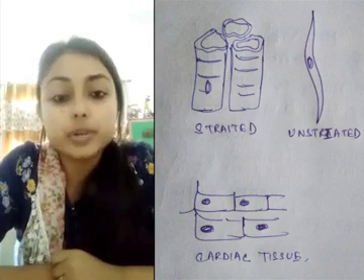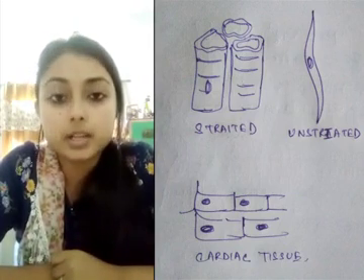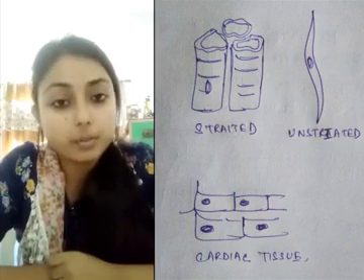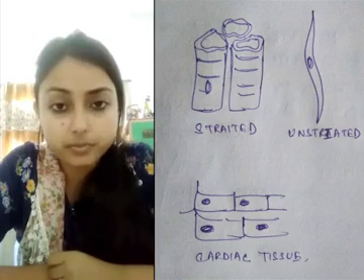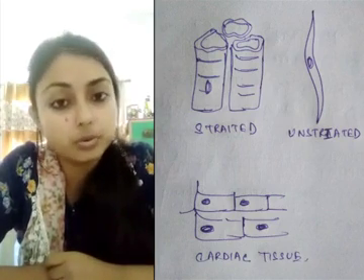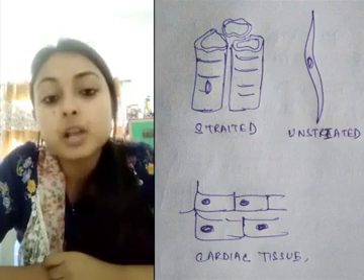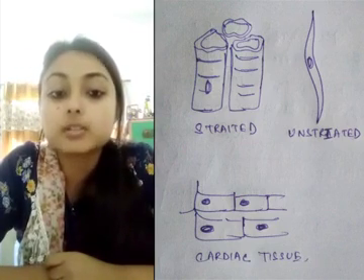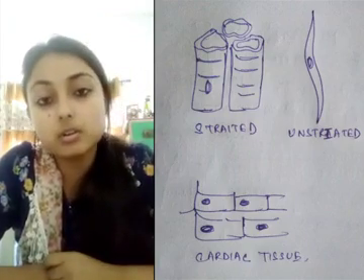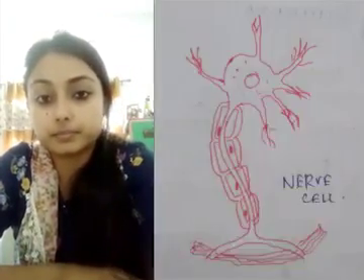Then comes the fluid connective tissue. The fluid connective tissue consists of the blood and the lymph. We know about blood. Blood is made up of different types of cells, the RBC or erythrocyte, WBC or leukocyte, and the platelets. Whereas lymph is a fluid surrounding the body cells. It has only white blood cells and no red blood cells.